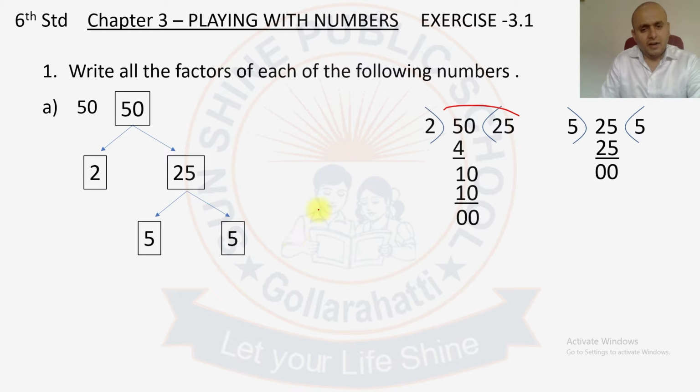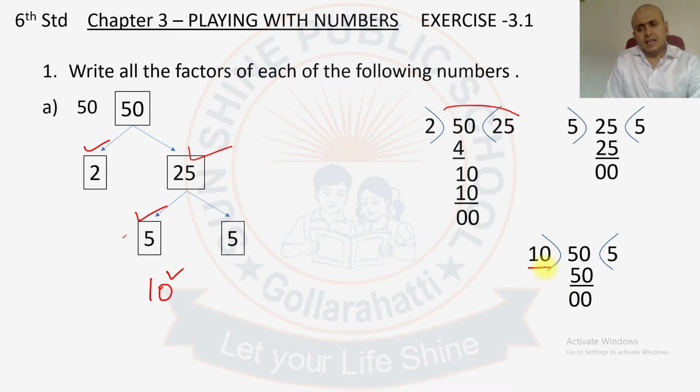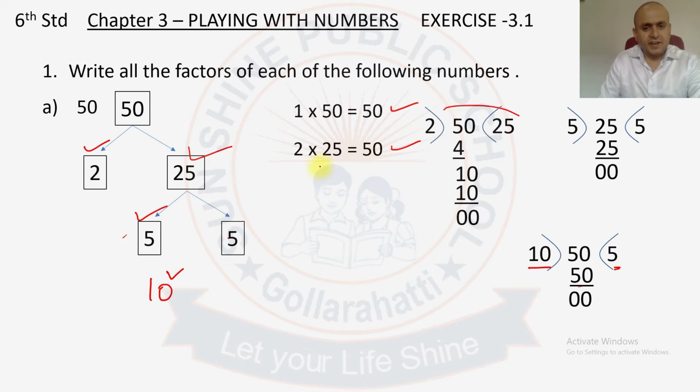So the factors of 50 are, you know, 1 gives 50, 2 gives 50, 5 gives 50, 25 gives 50. Then 5 5s is 25. Now 2 5s, when you multiply these two numbers you get 10. So 10 is also a factor of 50. That means let us write the tables. 10 5s are 50. So 1 50 is 50, and next 2 25s are 50. Next 5 10s are 50. So these are called factors of 50.